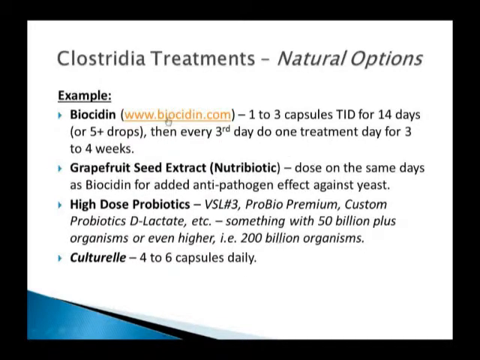So as an example, Biocidin, 1 to 3 capsules 3 times a day for 14 days, 5+ drops, then every 3rd day, 1 treatment day for 3 to 4 weeks. Okay, that's sort of a rough example. And then you can incorporate a few other remedies into that as well.